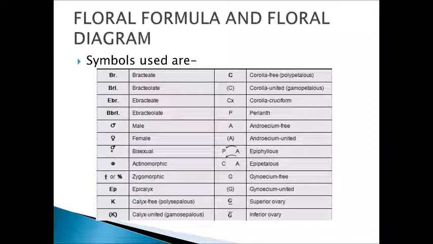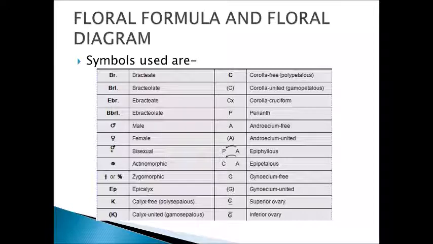Male flower is shown by the symbol of a circle and an arrow. The female flower is shown by the hand mirror type of symbol. Bisexual flower is with both together. Actinomorphic flower is shown by a plus sign in a circle. Zygomorphic flower is shown by the sign of percentage.